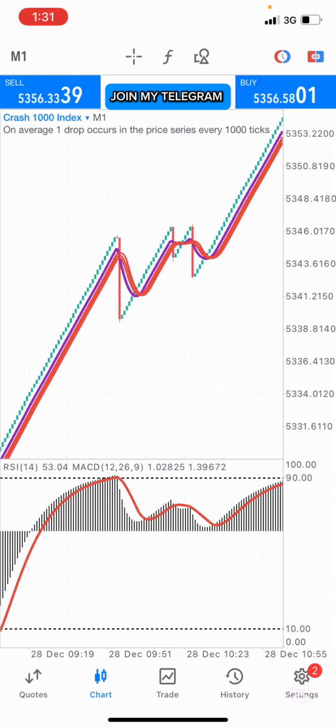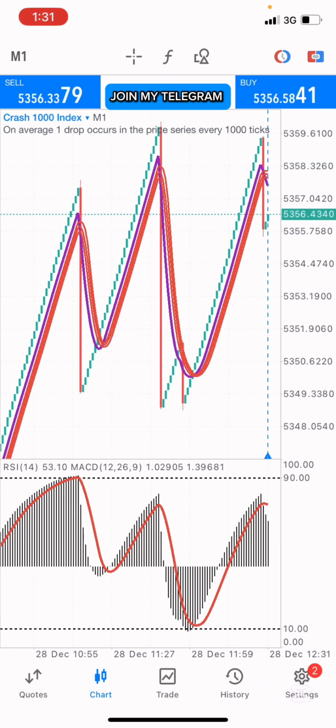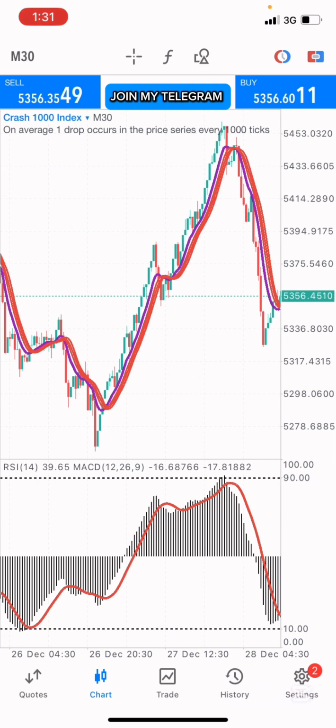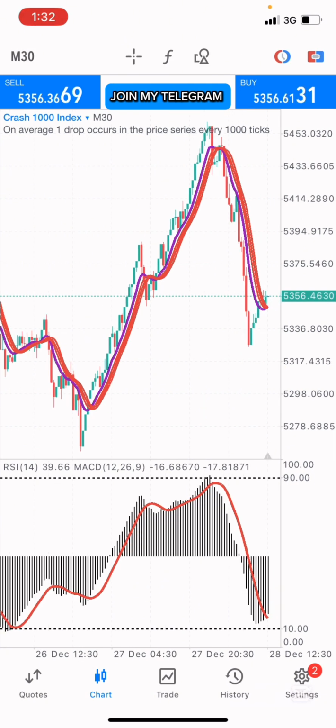So I hope you understand what I've said to you guys, using this particular strategy on how to grow your small account into a big account on the crash market, on Crash 1000 index. Now I'll go over to the boom market. I'm going to share with you guys how you can also use this same strategy on the boom market.